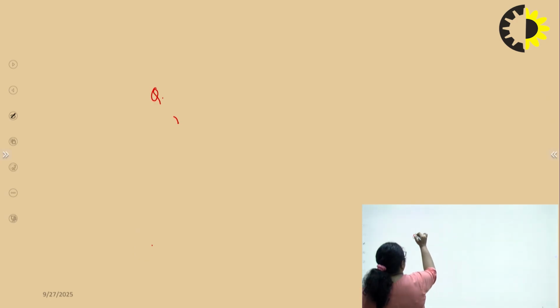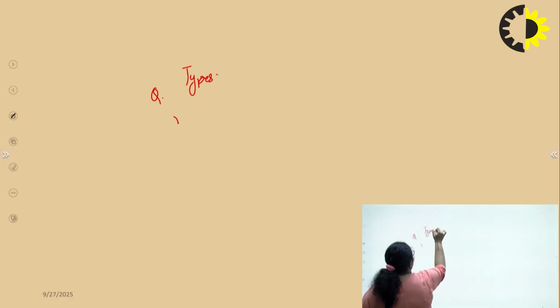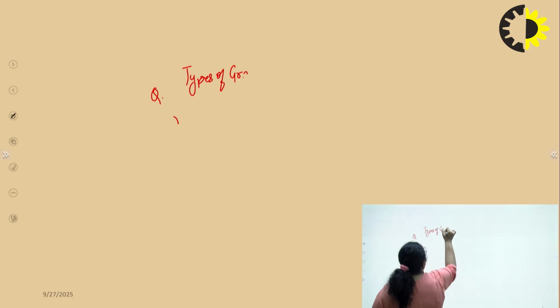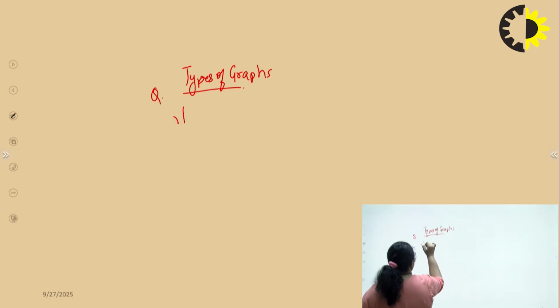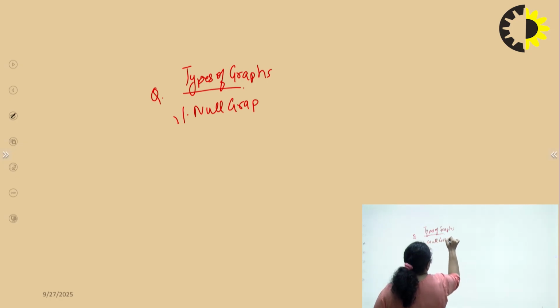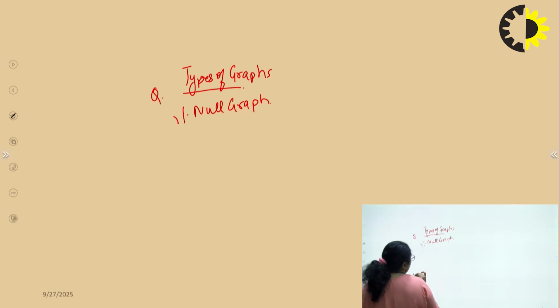So I am taking another topic, types of graph, continued. Next is our null graph. Simple graph we have studied. We have studied multigraph.